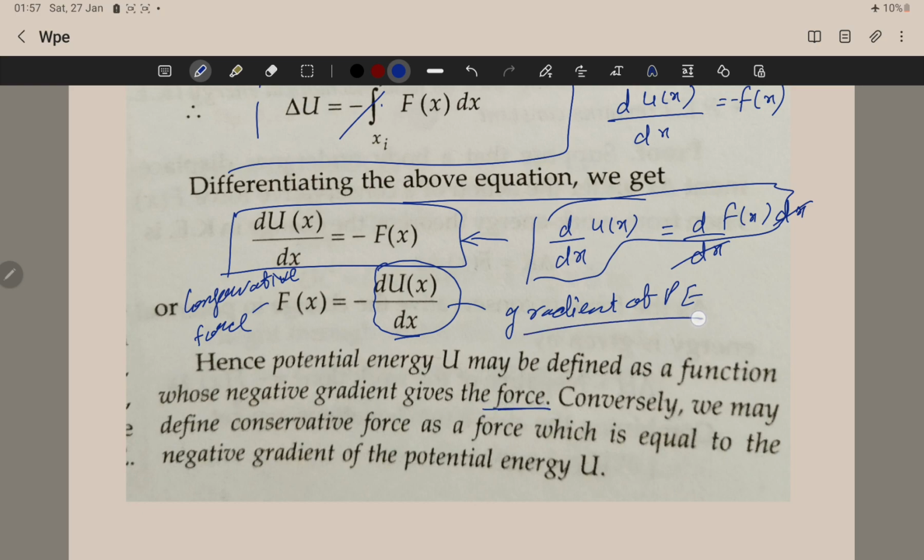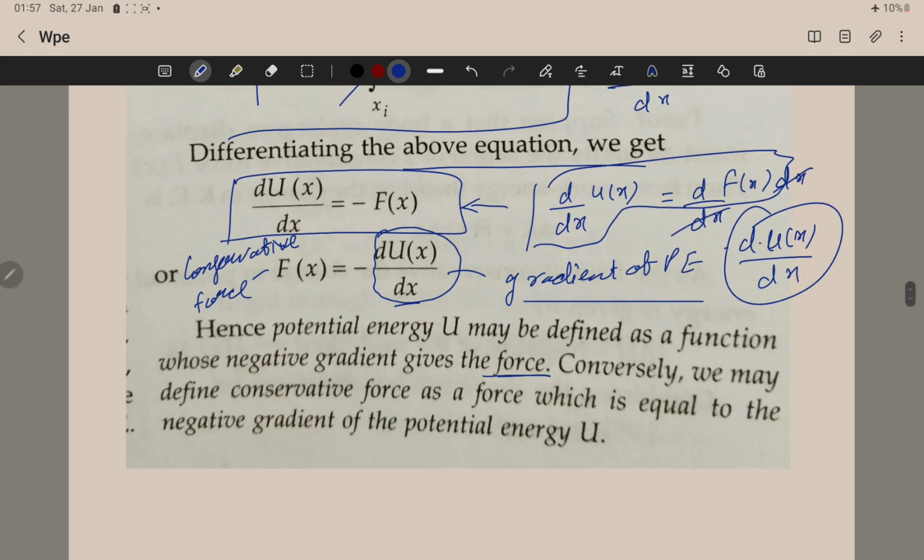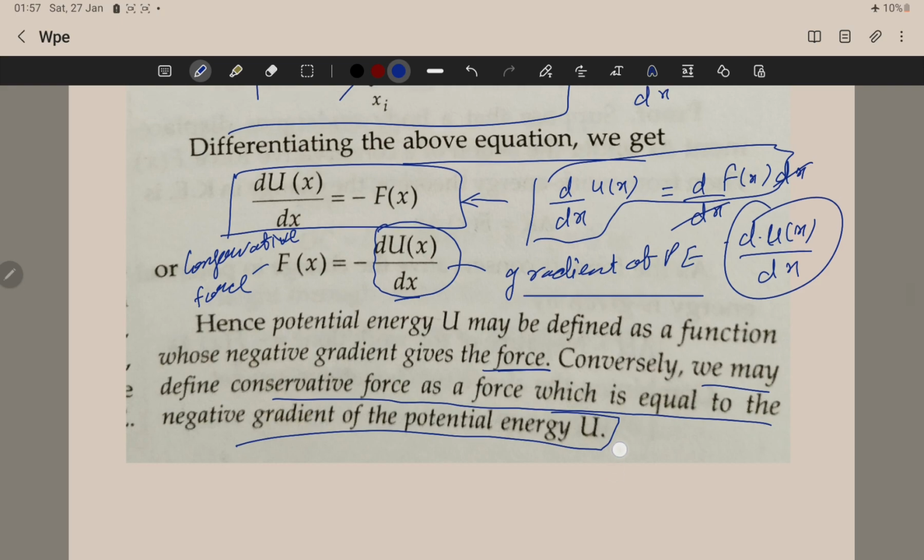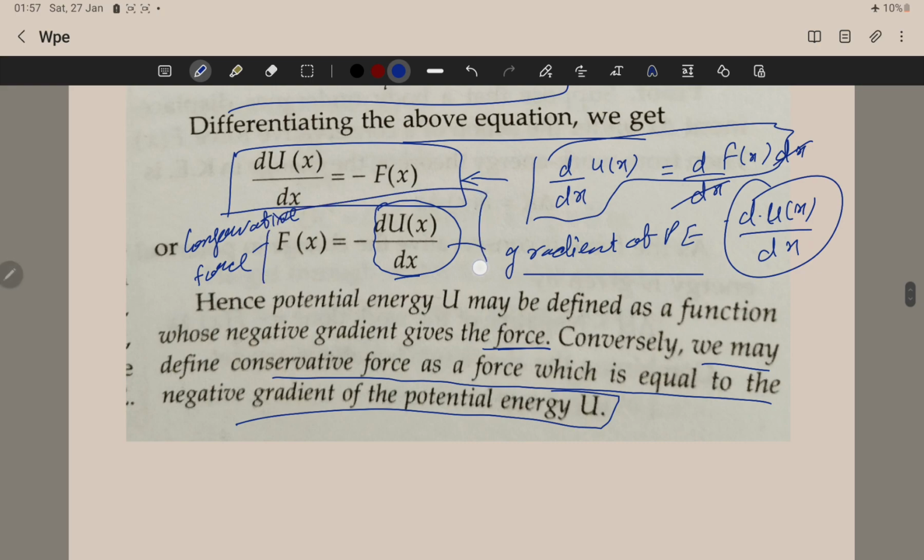What is the gradient? Gradient is like dU by dx. So its negative gradient will give us the force. Conversely, we may define a conservative force as a force which is equal to the negative gradient of potential energy. So this proves the relation between the potential energy and the conservative force. This is the relation. Now let's move to the next topic.